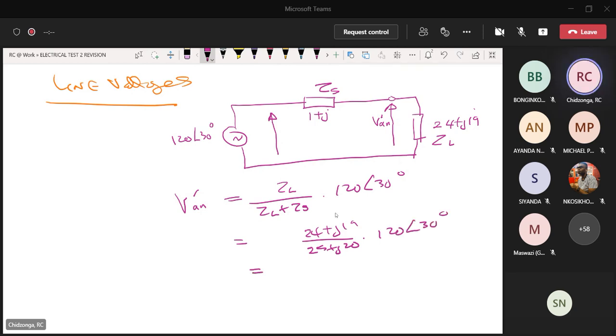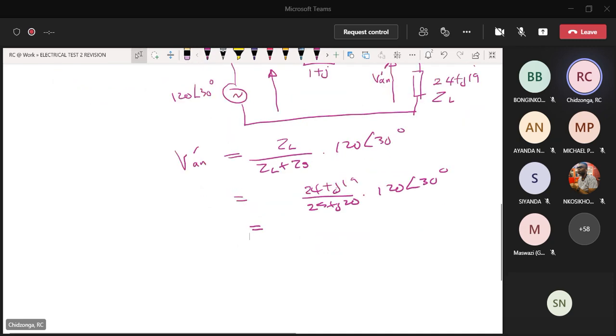Can somebody calculate that number there? You divide these two and then multiply by 120. The same things that you did in Eng 1, only that now you are doing it with complex analysis, nothing different.